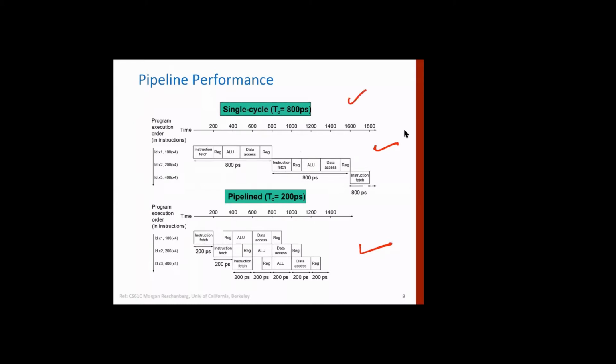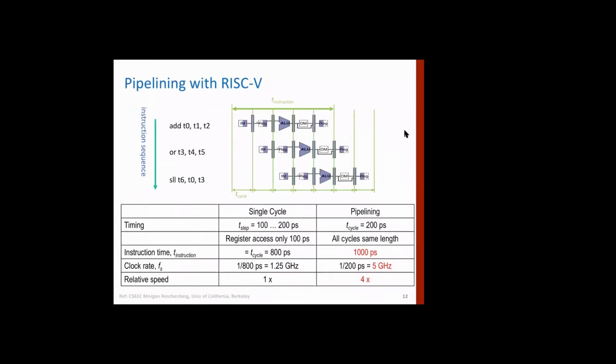Here we can see it takes 800 picoseconds overall, while here in every 200 picoseconds an instruction is executed when the pipeline is full. So basically what we get here is a speedup of 4. Speedup is not the same as the number of stages in the pipeline, because some stages take more time than others, so the speedup is less.